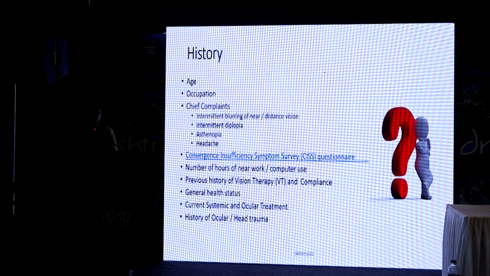Then also make a note of the number of hours of near work or computer usage. Given the current digital world, most of us are exposed to digital screens, and children also. So you need to make a note of that. And if there is any previous history of vision therapy, what was their compliance to that therapy. Then also talk about the general health status, because if they are under the influence of any medication, that could affect the measuring parameters too. What are the current systemic and ocular treatments, if any, and if there has been a history of ocular or head trauma. So your history should be very comprehensive and not just a one-liner, right?